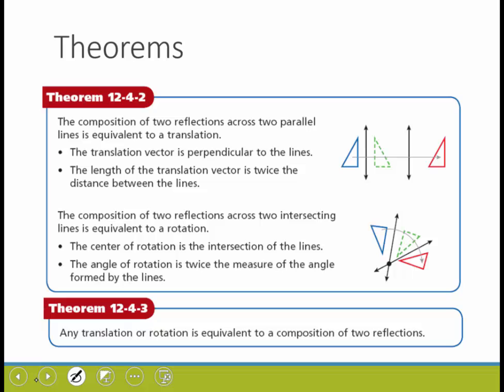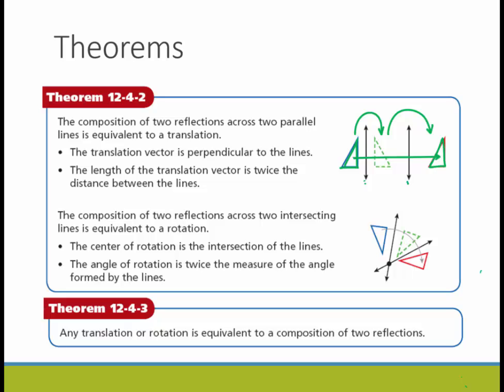So here's some theorems. The composition of two reflections across two parallel lines is equivalent to a translation. So think about that for a second. If you flip something over and then flip it over again, you get the original image. So this got flipped over and then flipped over again. So this triangle is exactly the same as this one, and now it's just a translation. The key thing is these two lines have to be parallel in order for that to happen.